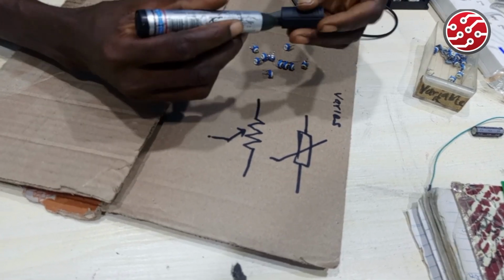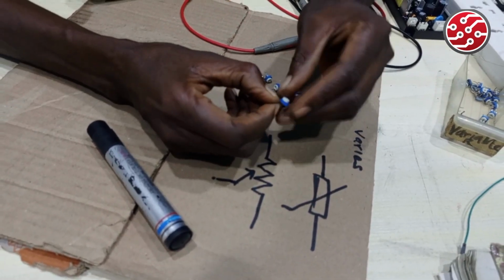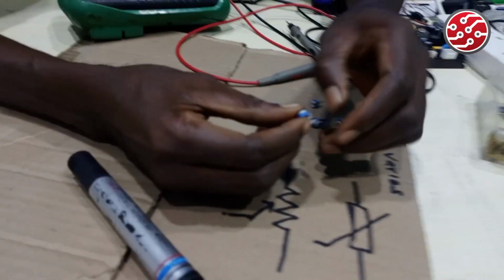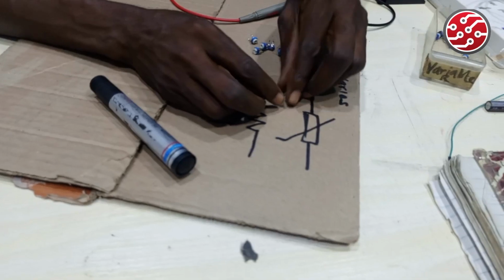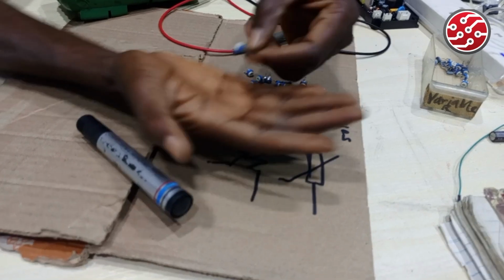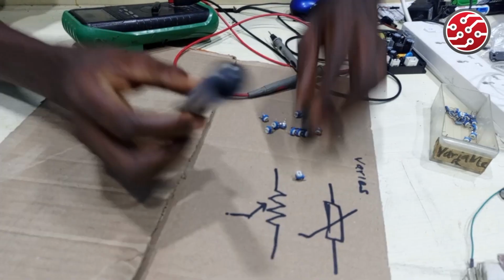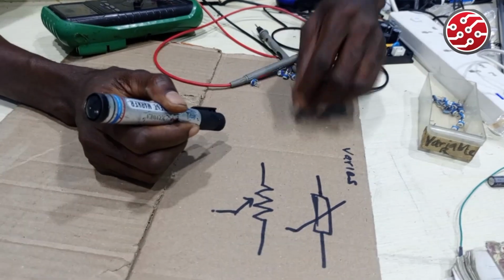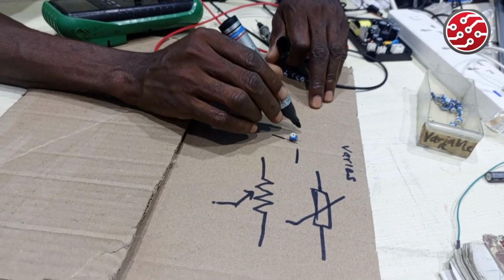So this is a typical example of a variable resistor. Let me bend the leg. As you can see, this is how it is. It has three legs. This one is there, this one is there, this one is there.